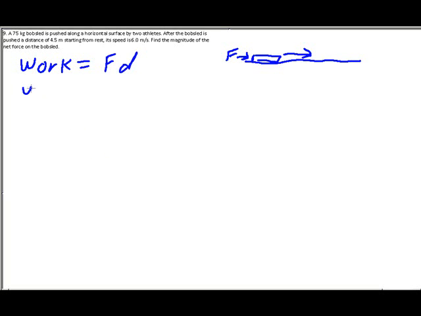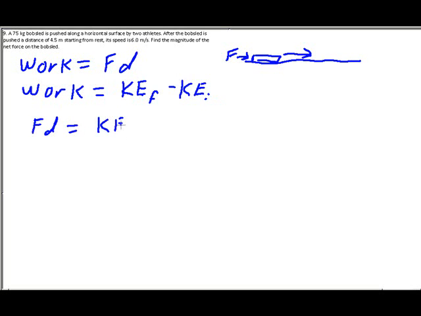But there's another definition of work, which we saw in the last problem, which is the work energy theorem. It says that whatever amount of kinetic energy I end up with minus the amount of kinetic energy I started with will be equal to the work done. So once again, we can equate these two and say that FD equals KE final minus KE initial. Now, it indicates that it is pushed on the horizontal surface.